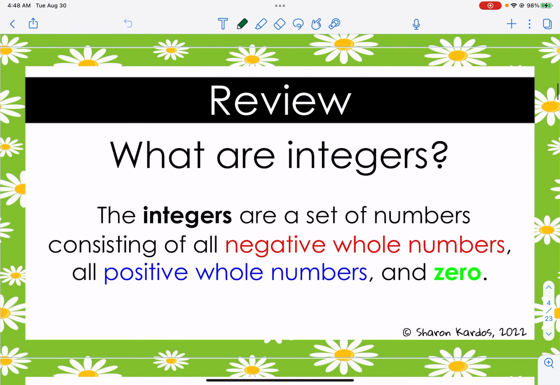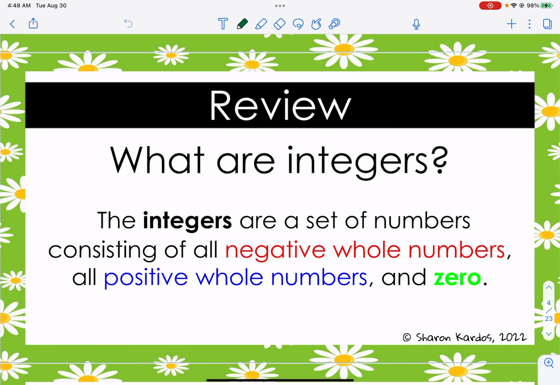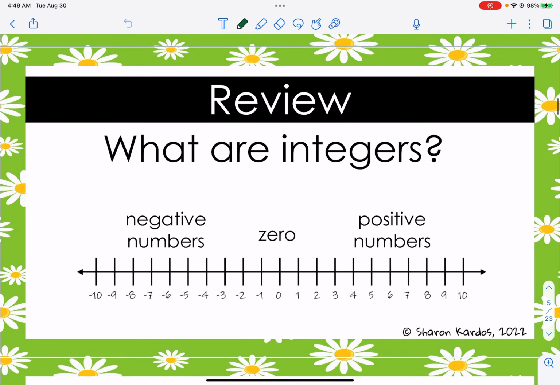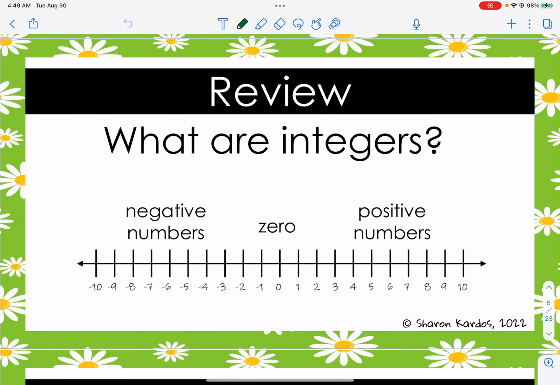So let's take a minute to review here at the beginning. We are going to be subtracting integers, so let's just remind ourselves of what integers are. Integers are all the negative whole numbers, all the positive whole numbers, and 0. And here's a visual representation of that on the number line. Notice there are no fractions or decimals on the integer number line.